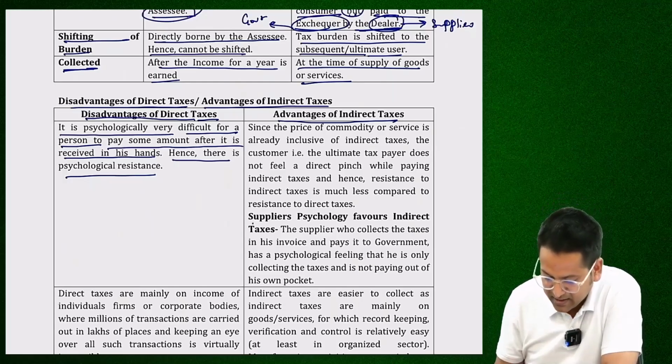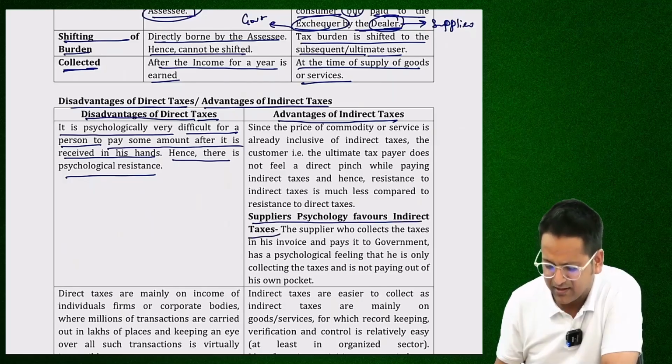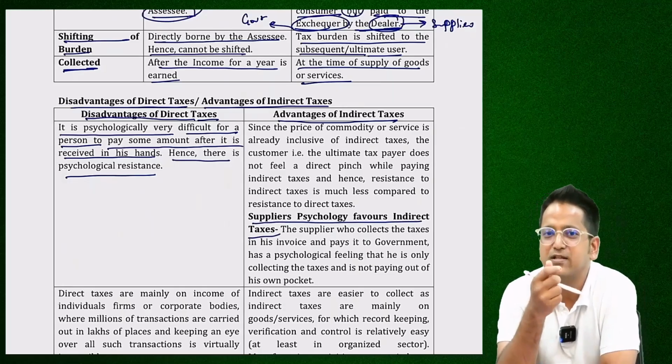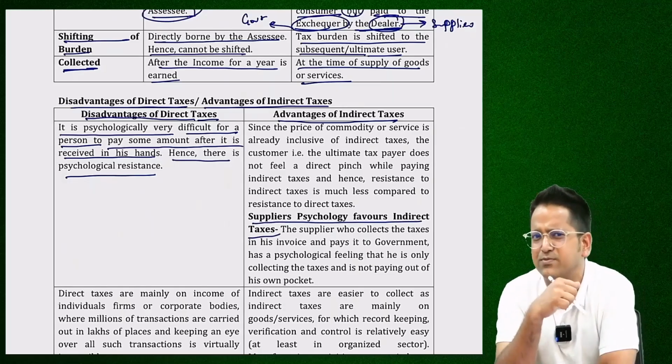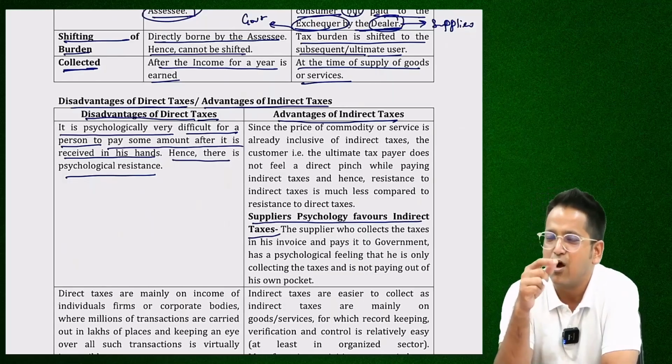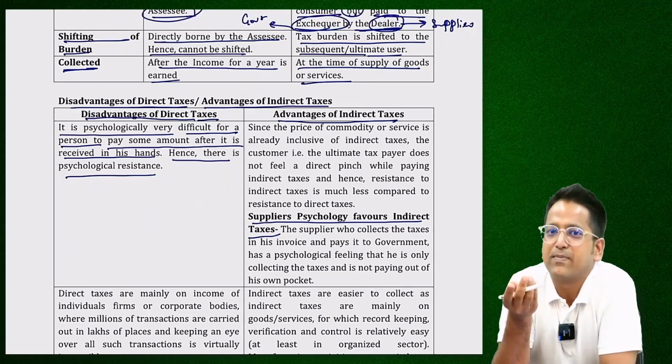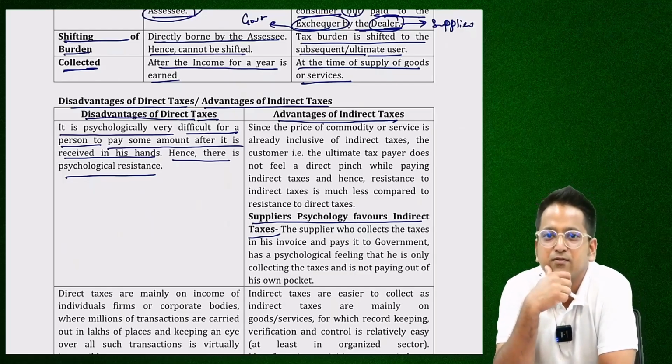Do you understand that the supplier psychology also favors it? When a supplier pays indirect taxes to the government, it does not feel the burden because it passes the cost on to the consumer. And why doesn't the consumer feel the burden? Since they think they are not paying for any taxes, they are paying for goods and services, for example.